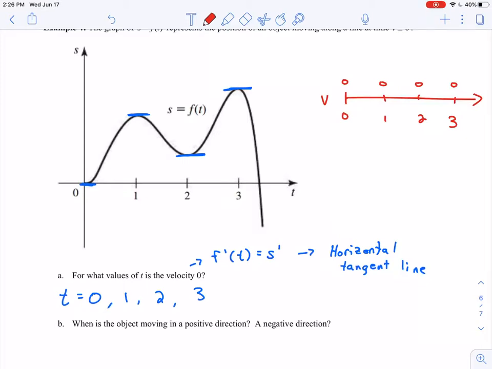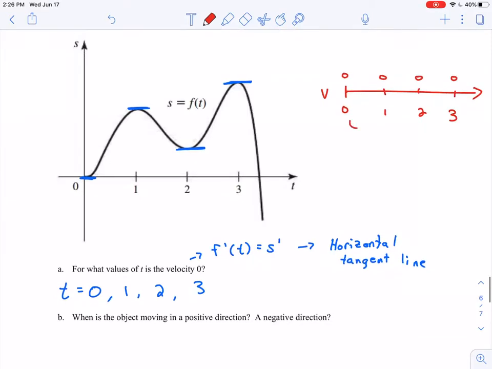So what I want to look at here is, again, remembering that this is the position function. If I want to talk about the velocity, I'm talking about the derivative. So I'm essentially talking about the slope of the tangent line. I'm going to pick a number between 0 and 1. Any number will do. How about this right here?